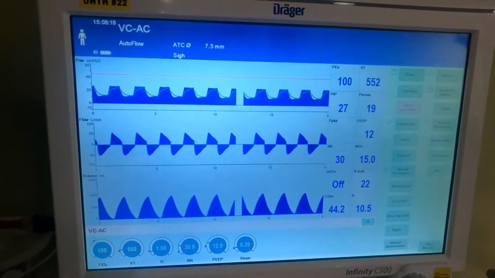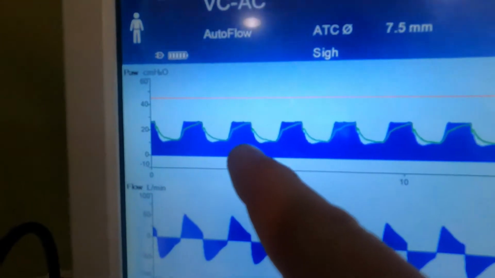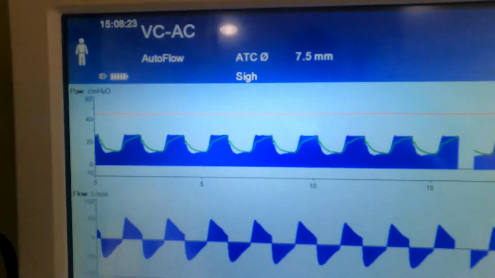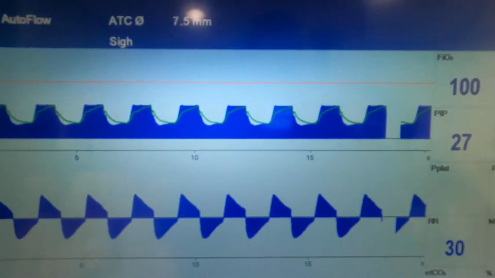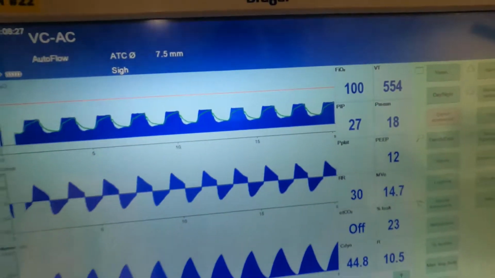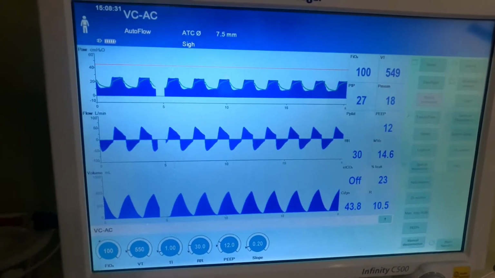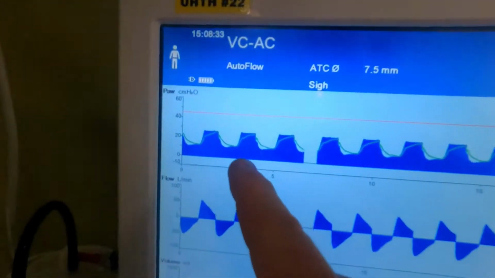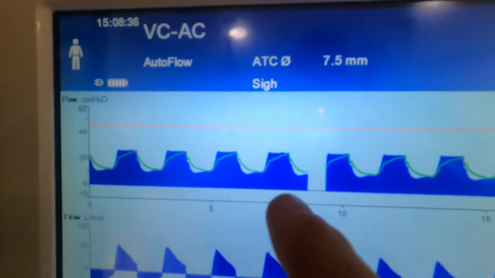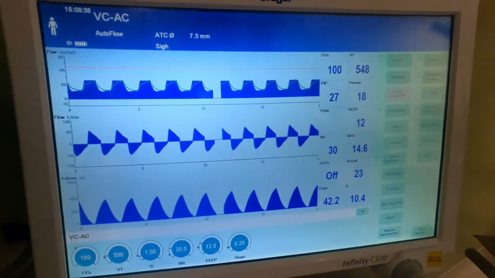Just compare them across. If you notice the green line on here, that's actually automatic tube comp, and that's something that the ventilator is going to do, compensate for the endotracheal tube. It can be somewhat problematic from time to time, especially when it's not riding right along that pressure waveform.